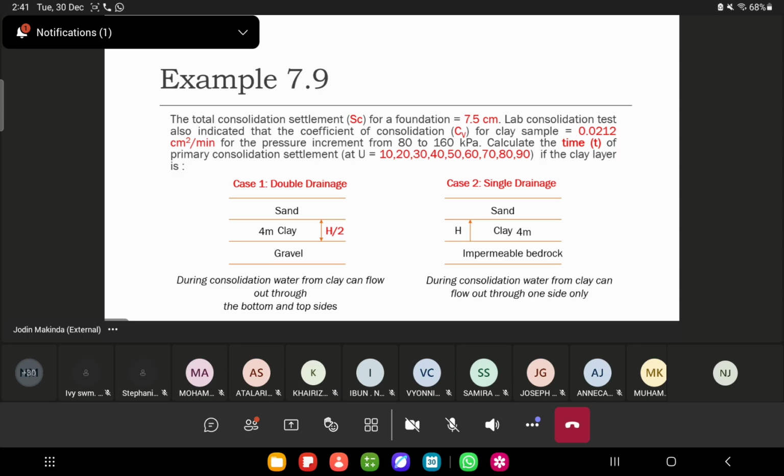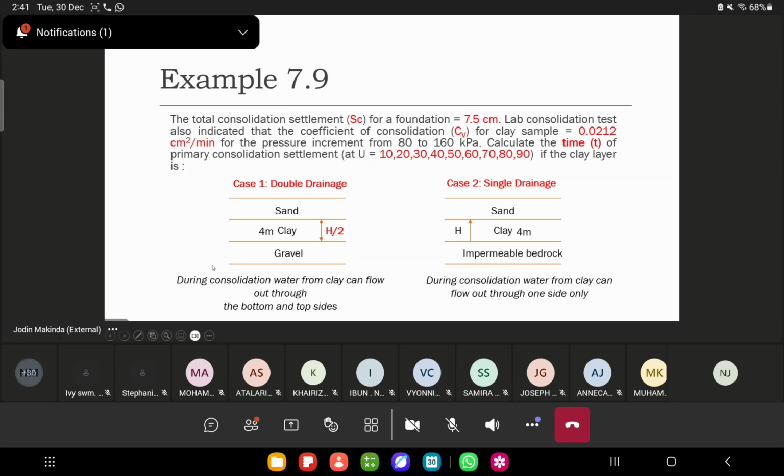Calculate how long it takes for 10, 20, 30, 40 until 90% of the settlement to happen. That is 10% of the 7.5 cm, 20% of the 7.5 cm, 30% of the 7.5 cm, and so on. If the clay layer is double drainage, and if the clay layer is single drainage, look into these two cases.